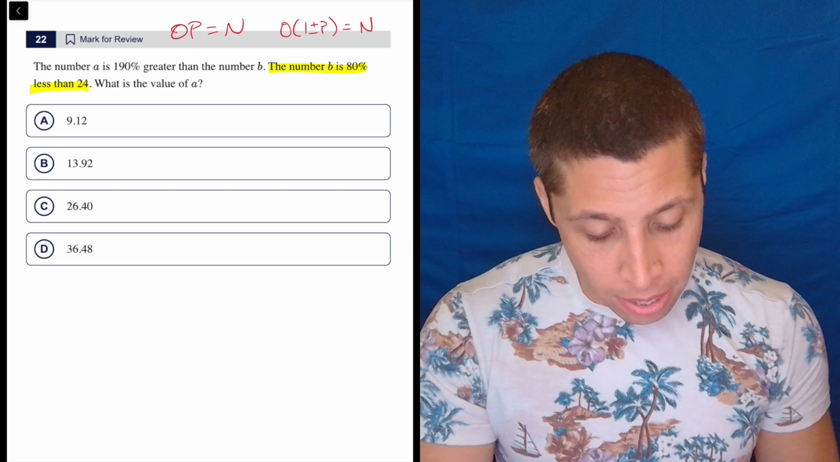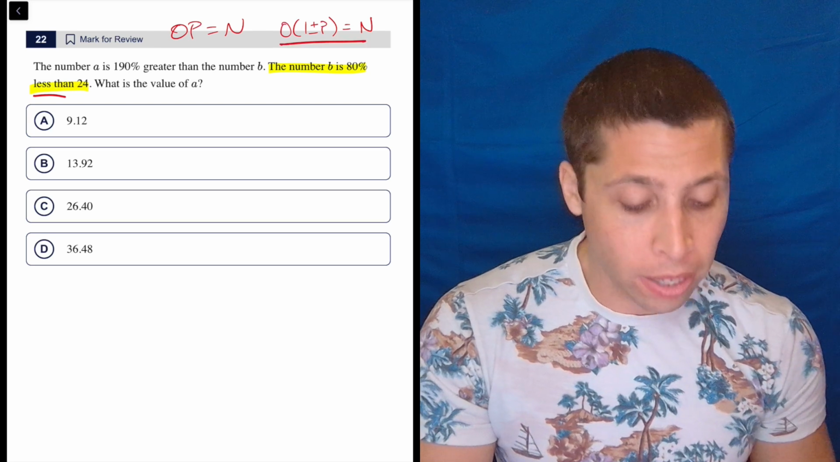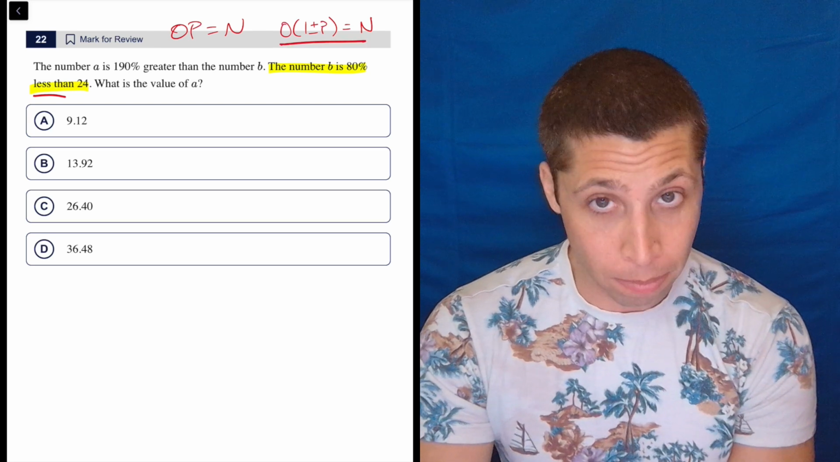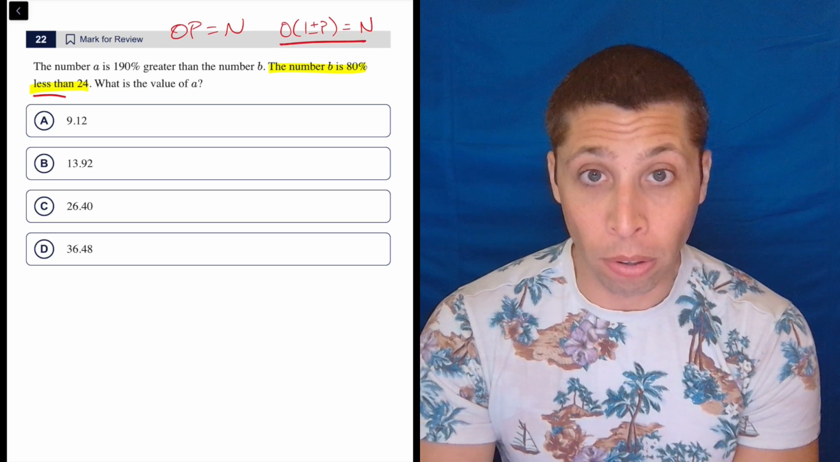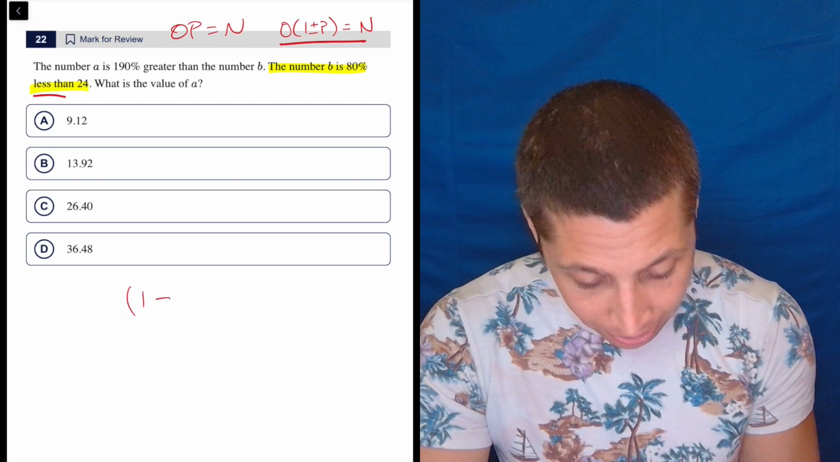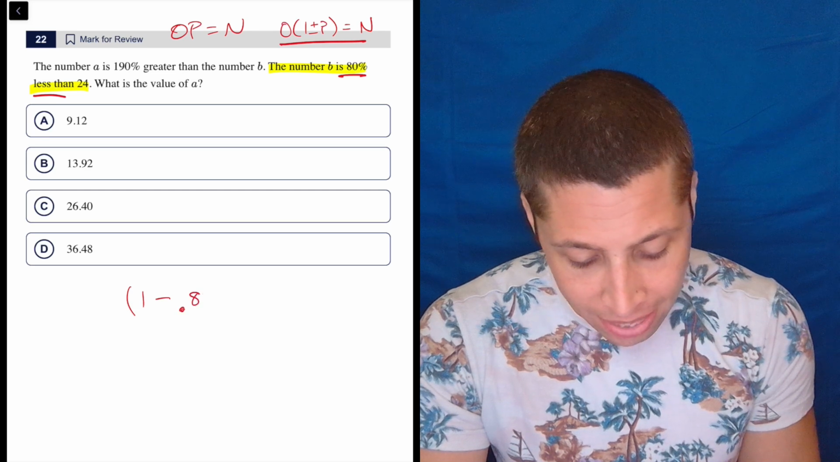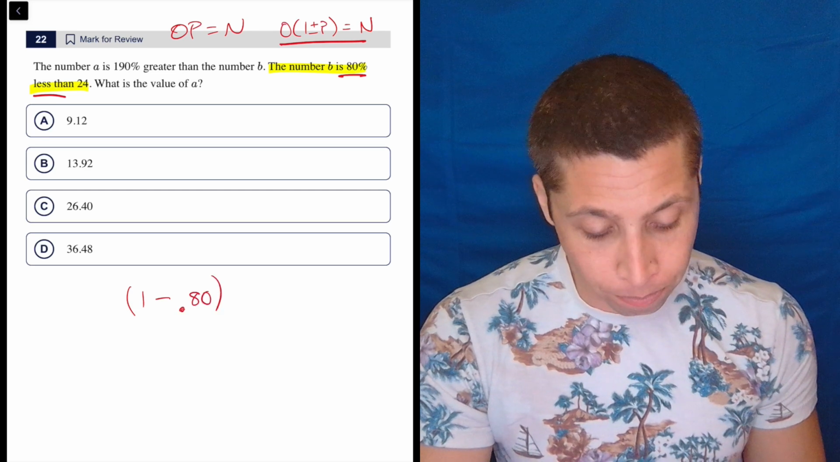a value. Now, when they say a percent less, that means we're using the 1 plus or minus P formula. The good thing about that is it's very literal, right? They said less, so the 1 plus or minus part is easy to do. It's 1 minus, and then the percent. It says 80% less, so we have to write that as a decimal, so that's 0.80.